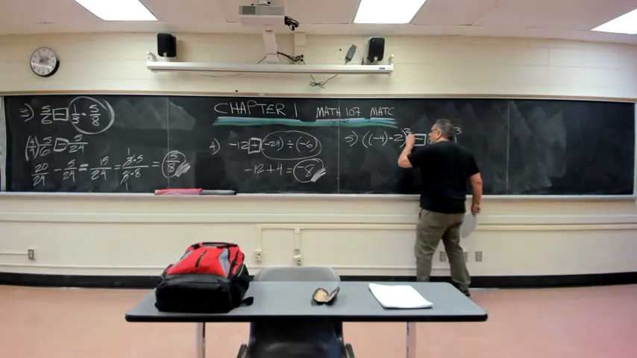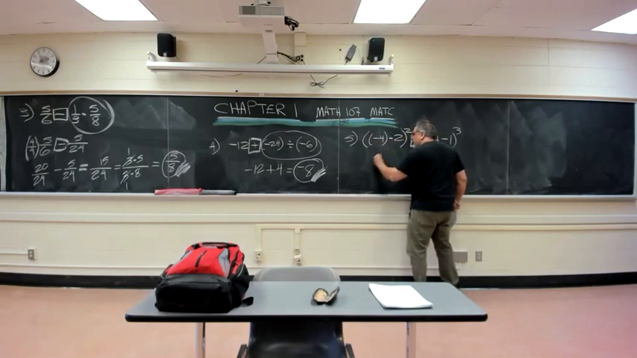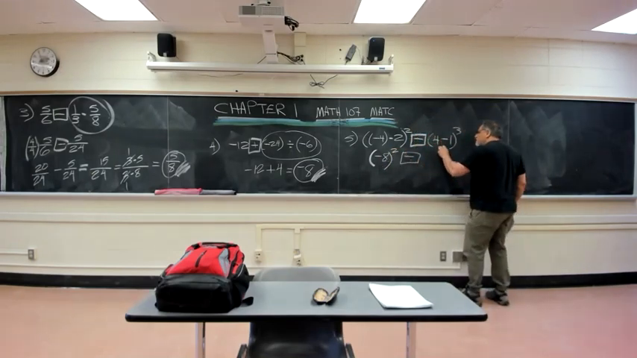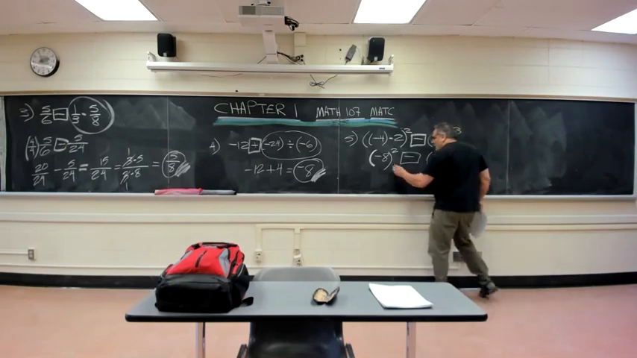Before I square anything, I have to evaluate what's going on in here. Negative 4 times 2 is negative 8. Negative 8 is going to be squared. Again, that subtraction is the last thing you're doing. 4 minus 1 is 3. I'll take that to the third power. Let's go.